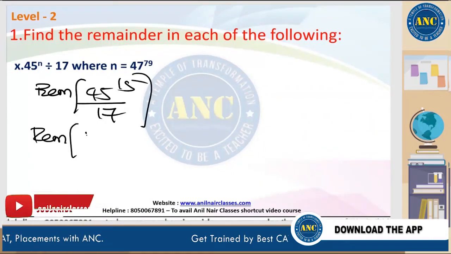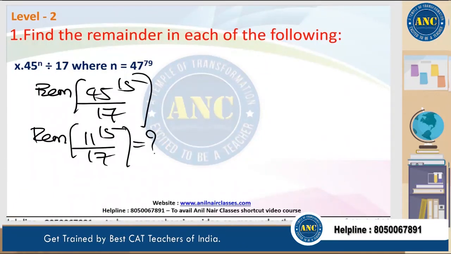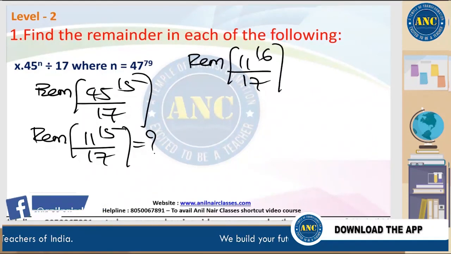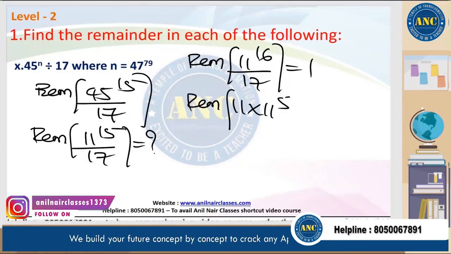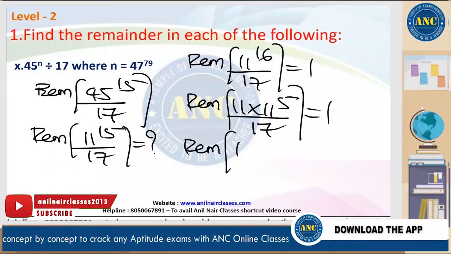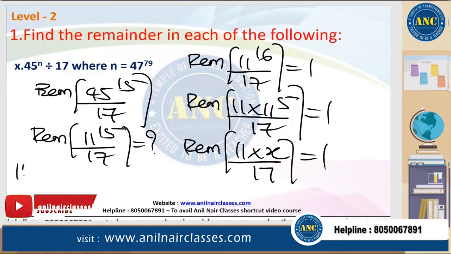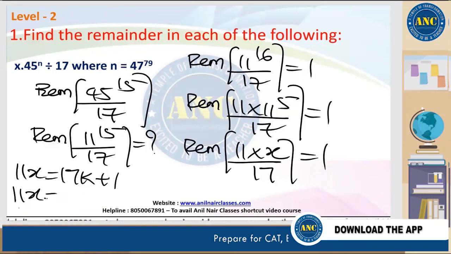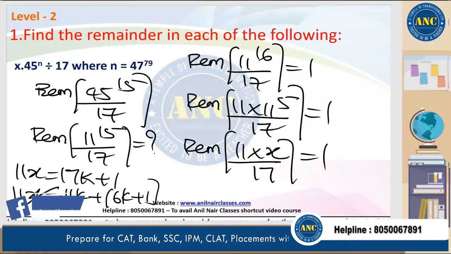45 divided by 17: 17 twos are 34, which leaves 11. So 11 power 15 by 17 is what we want. According to Fermat's theorem, 11 power 16 by 17 is 1. Here it is 11 into 11 power 15 divided by 17 is 1. Let 11 power 15 by 17 be x. Then 11x when divided by 17 gives remainder 1. 11x is 17k plus 1, which is 11k plus 6k plus 1.